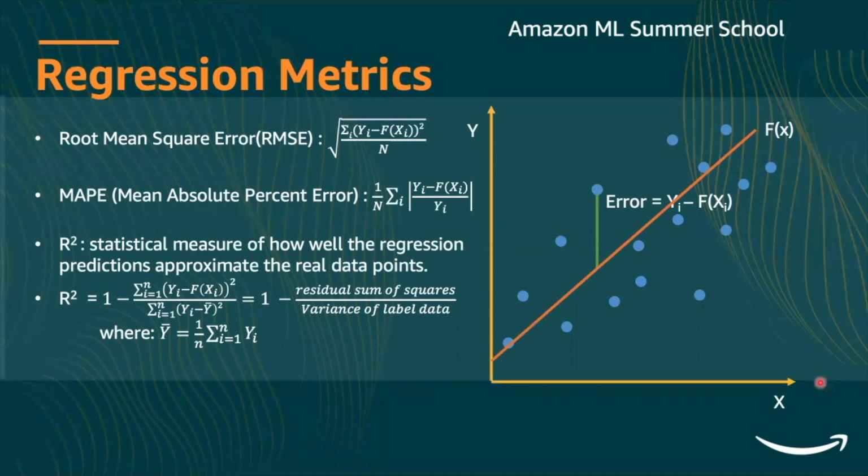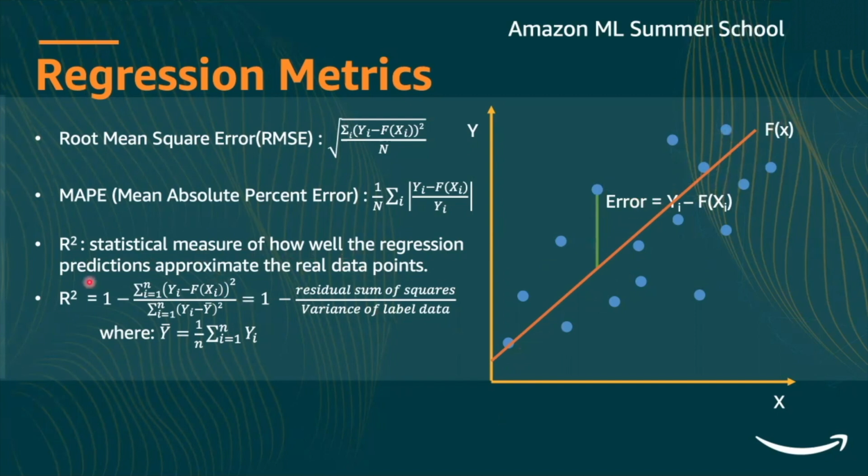R square is basically the coefficient of determination. It provides a measure of how well observed outcomes are replicated by the model, or more simply, it evaluates the scatter of the data around the fitted regression line, right? It is based on the proportion of total variation of outcomes explained by the model, right? It's basically a statistical measure of how well the regression predicts the real data points, right? How well this line predicts these, right?